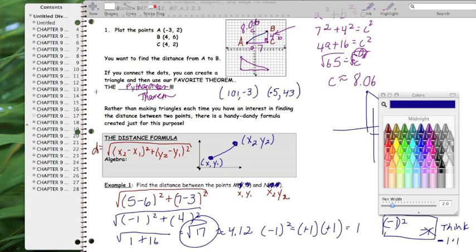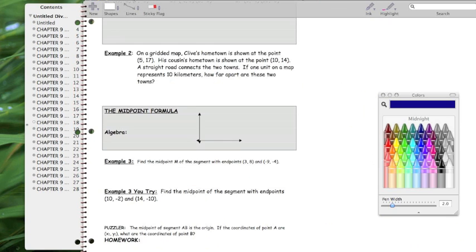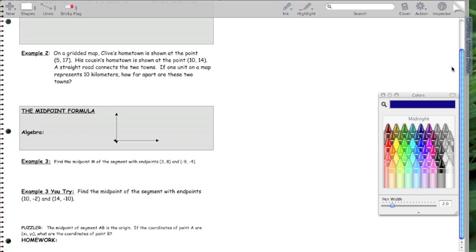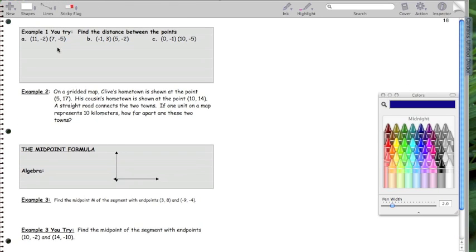So let's try another one. Go to the next page. There's 3 more we want to look at. Okay, so the first thing I'm going to do is label x1, y1. There we go. x1, y1, x2, y2. Please, please, please do that. You're less likely to make a mistake.